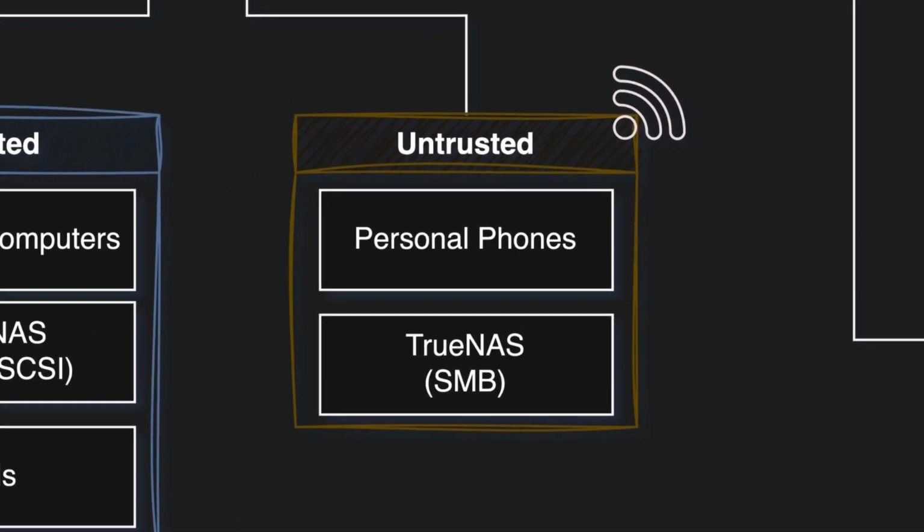Then there's the untrusted VLAN. These are client devices that I sort of trust, sort of don't. Think smartphones and tablets. Why do I not fully trust them? Well, these are portable devices that connect to coffee shop Wi-Fi's and airport networks and who knows what else when they're out and about.